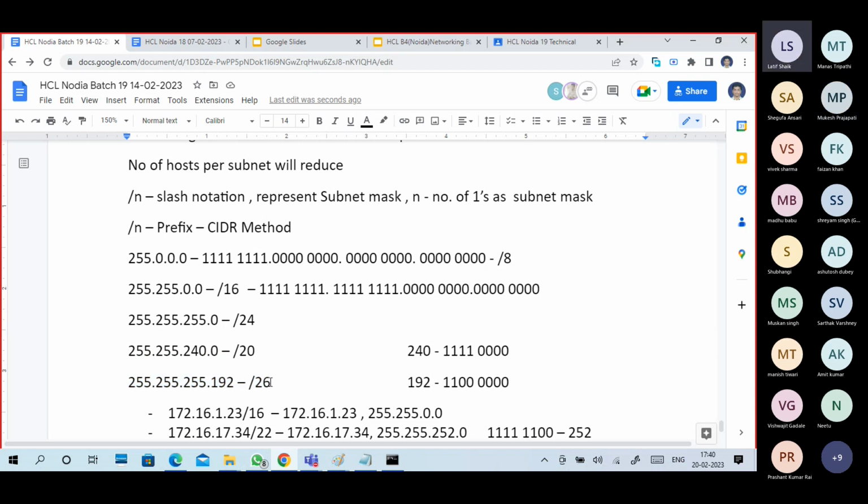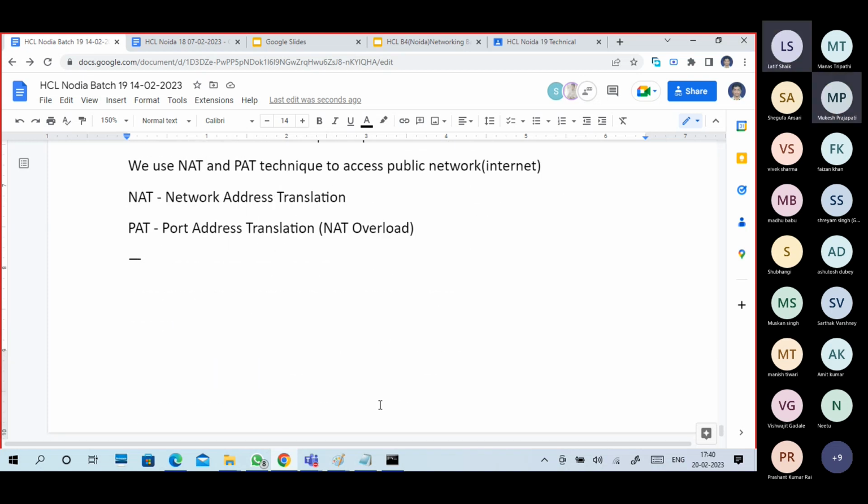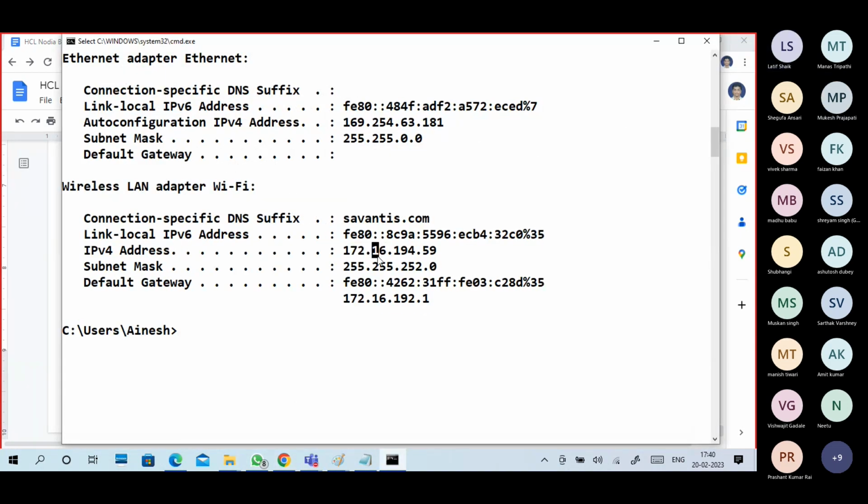Okay, sir. Thank you, sir. The best example is, this is not default, right? This is class B, 255, 255. And this must be zero. It's not zero. Why? Because it's a subnet network.